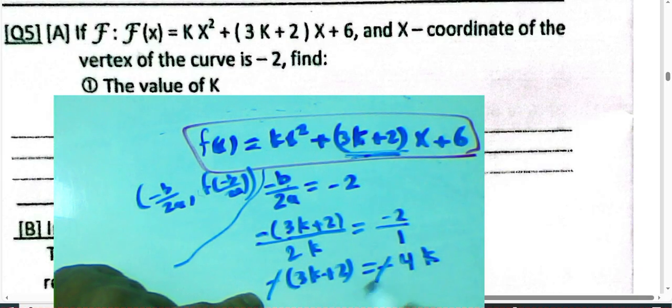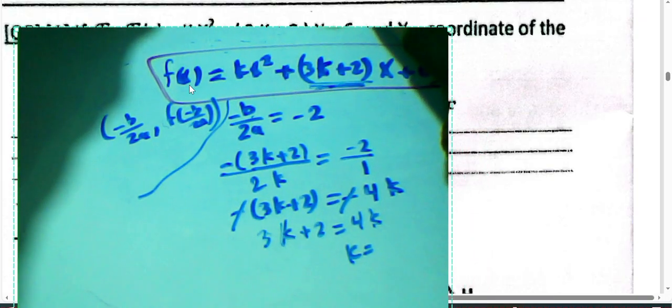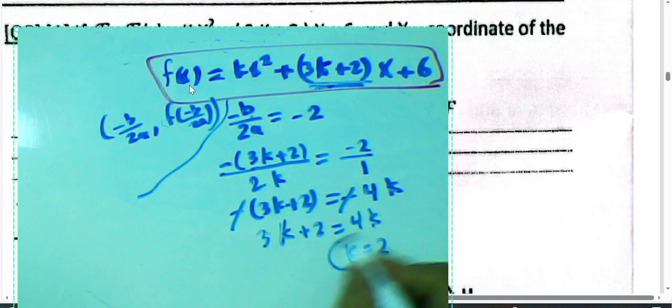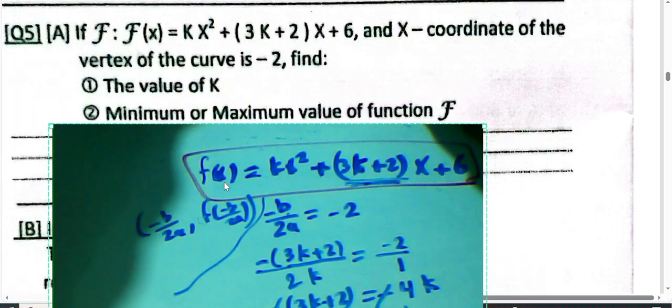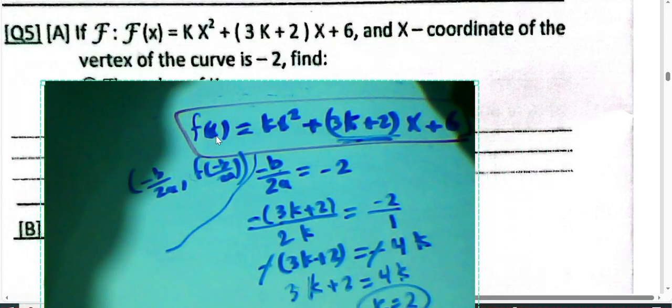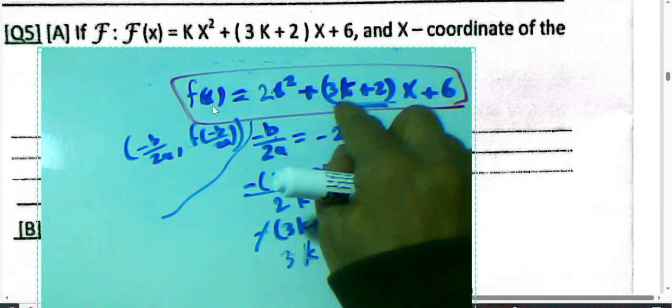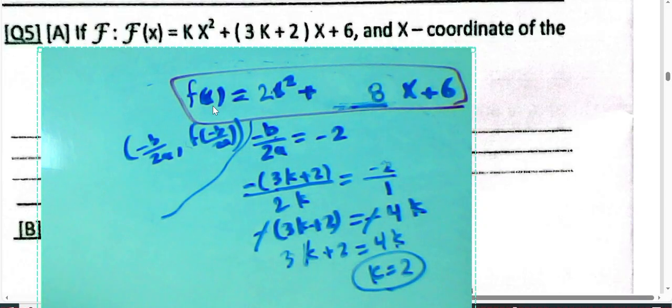We can simplify this equation, then 3k plus 2 equals 4k. Then the value of k here will be 2. Move negative 3k by inverse: 4k minus 3k equals k, then k equals 2. The value of k here equals 2, okay? And he asked about the minimum or maximum value of the function. We have k equals 2, then we can write here 2x power 2, and 2 times 3 is 6, 6 plus 2 equals 8. So 8x is the term in the function here.